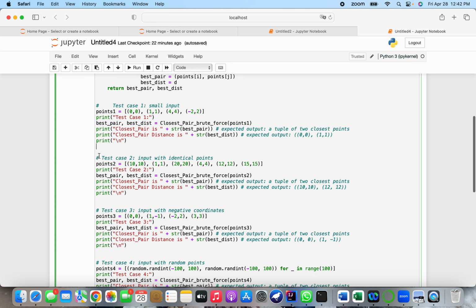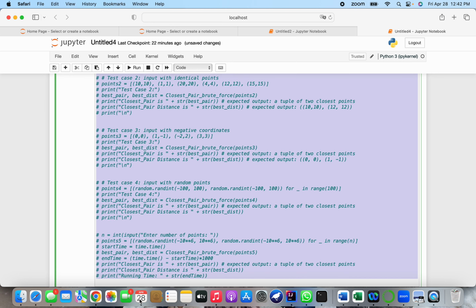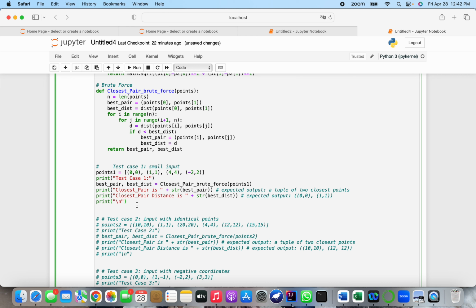So I will execute live here. Let me comment out these other test cases, and let's get to the first test case, which is a very small input, just 4 points. The input is 0 0, 1 1, 4 4 and -2 2. Our goal is to find the closest pair from these 4 points. By seeing those inputs, we can tell that 0 0 and 1 1 is the closest pair here. Let's execute and check whether we get 0 0 1 1 as the output.